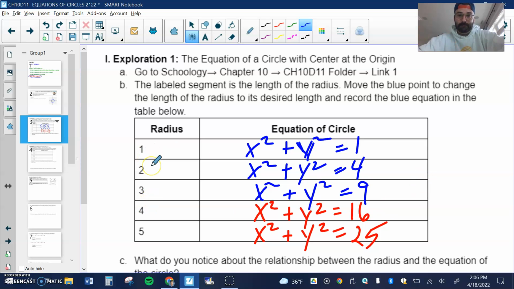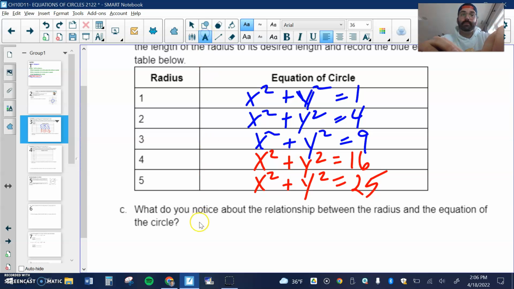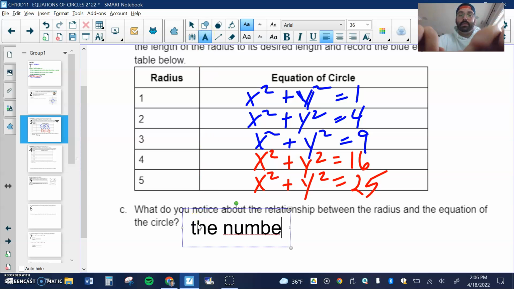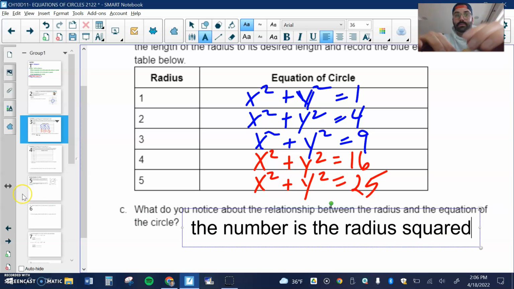So it says, what do you notice about the relationship? We'll look here. With the radius of 2, it is equal to 4. Radius of 3, x squared plus y squared is equal to 9. With 4, it was 16. With 5, it was 25. So what do I notice? The number is the radius squared. That's what I can see.